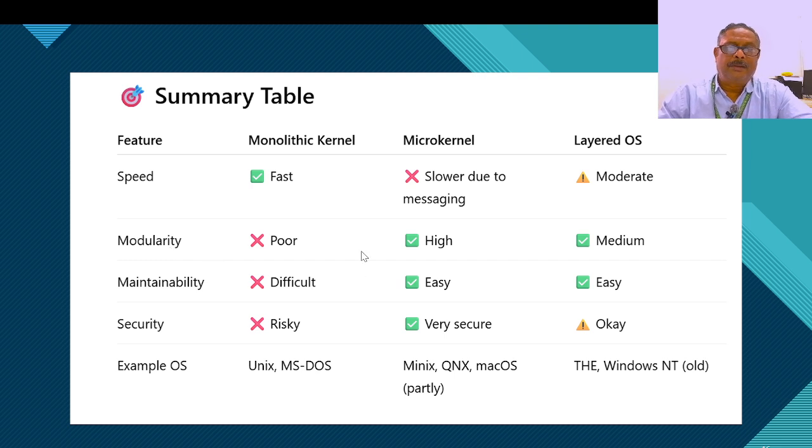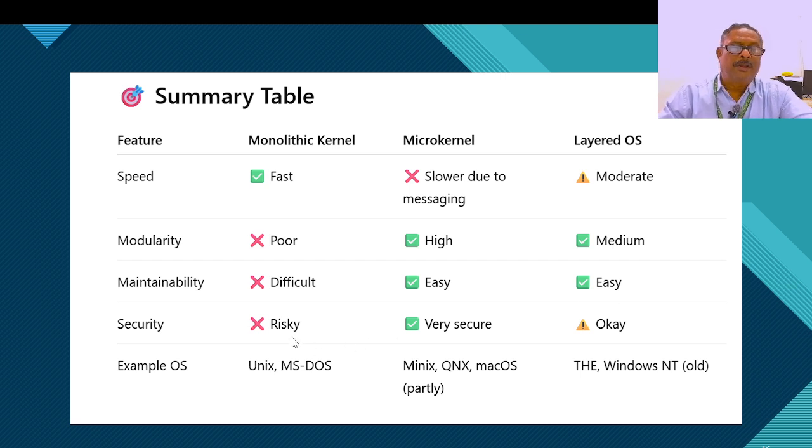Modularity, yes, the microkernel is highly modular because anything can be easily replaced and modified, and the layered operating system is medium. Monolithic, definitely it has very poor maintainability. It is very difficult in monolithic, very easy in microkernel, and very easy in layered, because we immediately identify exactly where the problem is, and how to solve that. It's very easy in both the microkernel as well as the layered operating system.